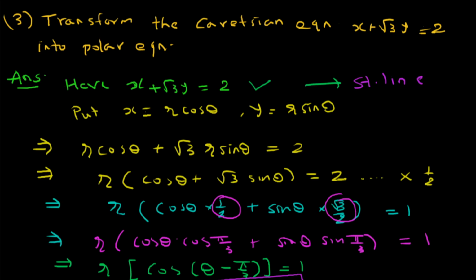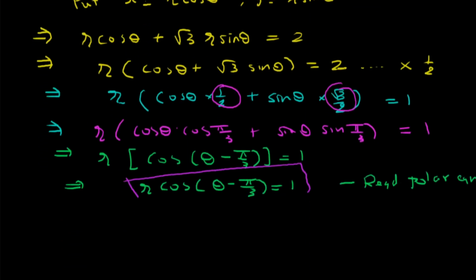So one can think that the polar equation of a straight line may be like this: r cos theta minus some number is equal to some other number. And yes, it is true. In general, we are going to prove as one theorem that we can write the polar equation of a straight line in the form p is equal to r cos(theta minus alpha). So here p is equal to 1 and alpha is equal to pi by 3.